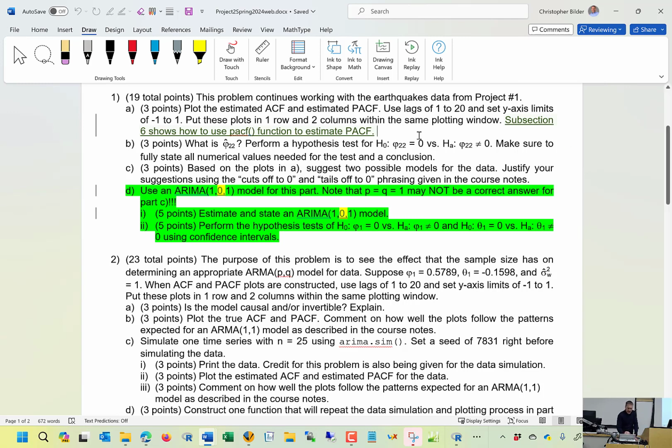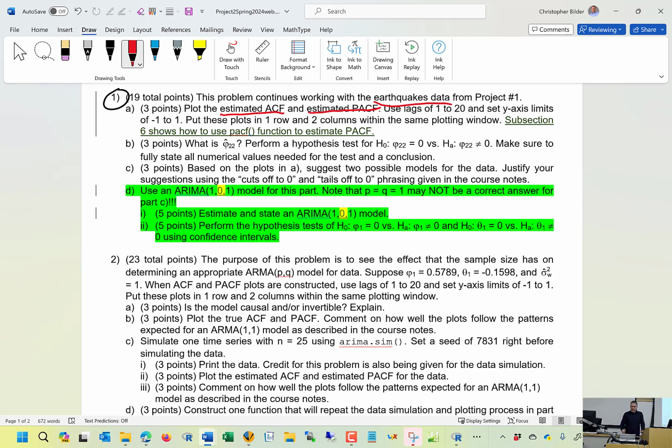Okay, so in problem number 1 here, we're going to be working with the earthquakes data again. You've already plotted the estimated ACF, but I want you to do it again, and then also plot the PACF for this data set, and put the two plots nicely side by side. This is done typically in practice because we're using both of these plots to make judgments about our data, in particular, eventually, to choose a particular model to estimate.